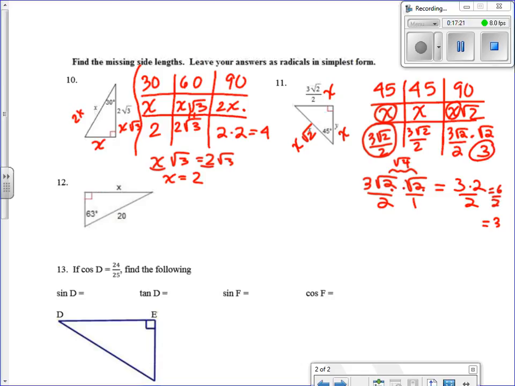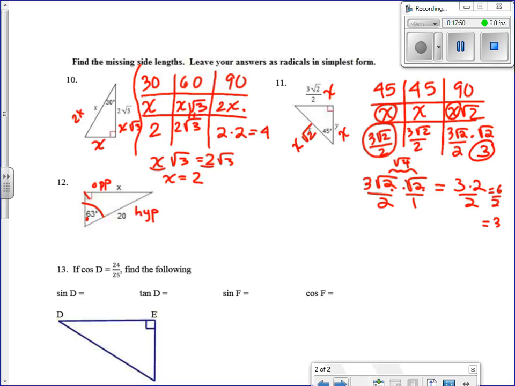Number 12 is not a special right triangle because 63 is not one of our categories. It's not a 30, 60, 90, nor is it a 45, 45, 90. So let's go ahead and work it out. Relative to where this angle is, the side you cannot touch is the opposite side. So this is the opposite side. The side across from the right angle is the hypotenuse.